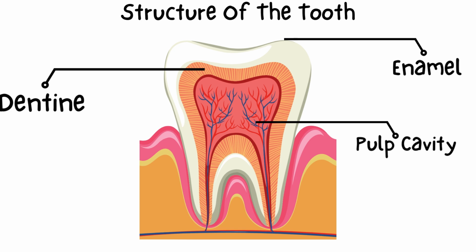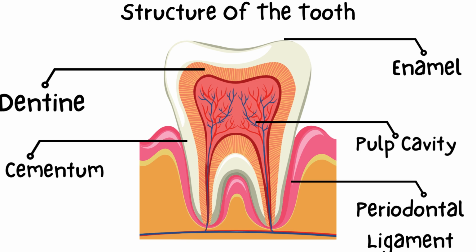Now let's talk about what is holding your teeth in place. These structures include the cementum, the periodontal ligament, and the alveolar bone. The cementum is a thin bone-like material that covers the root of the tooth. It helps anchor your tooth to the surrounding tissues. The periodontal ligament is a group of fibers that connect the cementum to the jawbone. It acts as a shock absorber, protecting your tooth from the pressure of chewing.